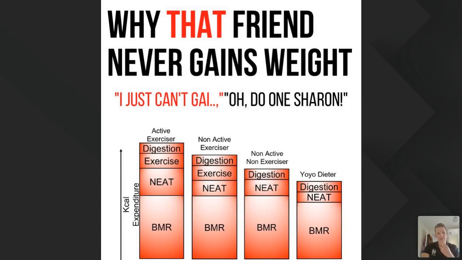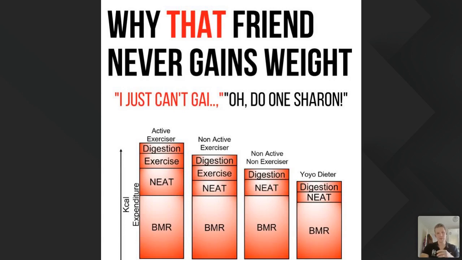So if we look at the differences here, we have active exerciser, non-active exerciser, non-active non-exerciser, and then a yo-yo dieter. And for this example, they're all same weight individuals. What you'll notice is the BMR is all the same, apart from the yo-yo dieter, whose metabolism has essentially been depressed from years and years of gaining and losing the same weight. But the biggest thing that's different here is this NEAT level. This is why I've spoken about this previously. Your general movement is the biggest factor in the difference between these individuals.